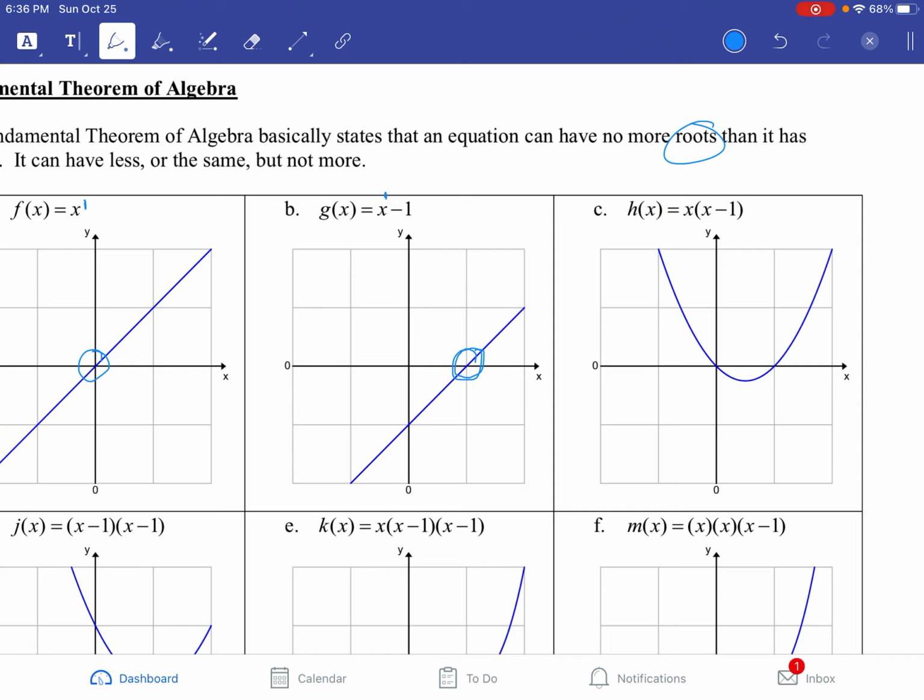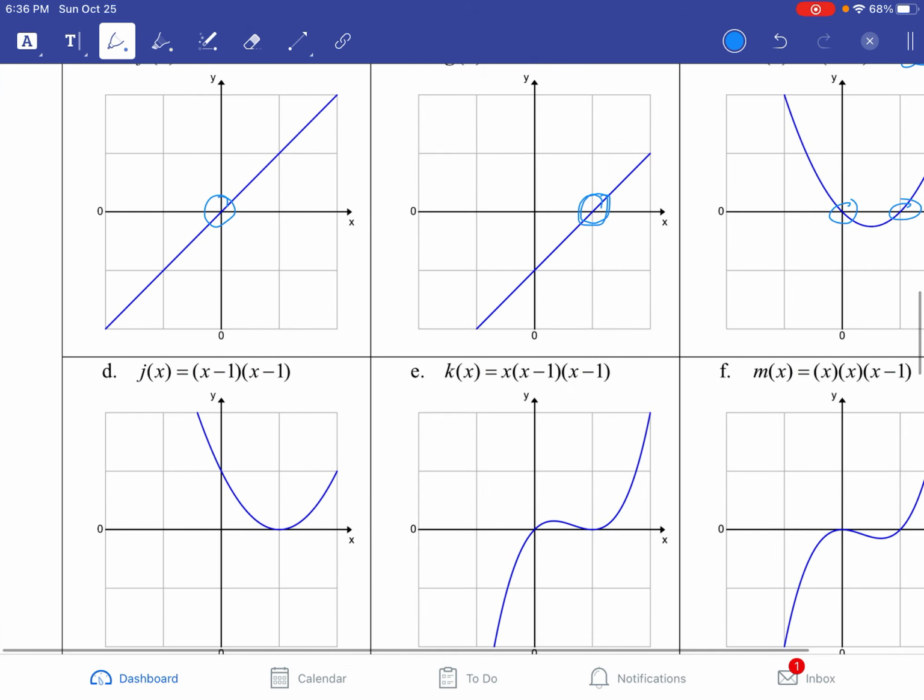Here, our degree is 2, and the graph crosses the x-axis in 2 spots because they're 2 separate distinct factors. Here, our degree is 2, but it only hits the x-axis in one spot right there. That's less than the degree, but that's because the multiplicity at x equals 1 is 2. Although it has 2 separate factors, they count as 1 because it's the same place.